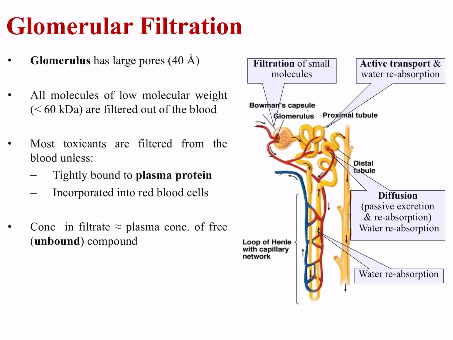If we look a little closer at the level of the nephron, we can see these processes annotated diagrammatically on the right. The glomerulus has large pores, and all molecules of relatively low molecular weight, that is less than around 60 kilodaltons, are filtered out of the blood. Most toxicants are filtered from the blood unless they are tightly bound to plasma proteins or in some cases incorporated into red blood cells. For such compounds, the concentration in the filtrate is going to be roughly equal to the plasma concentration of the free or unbound compound.